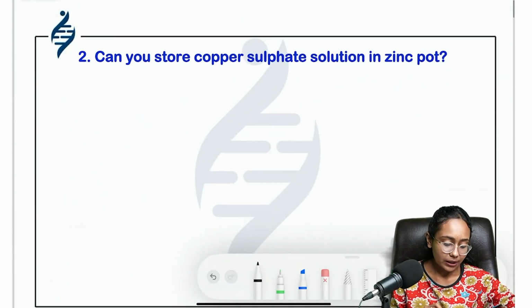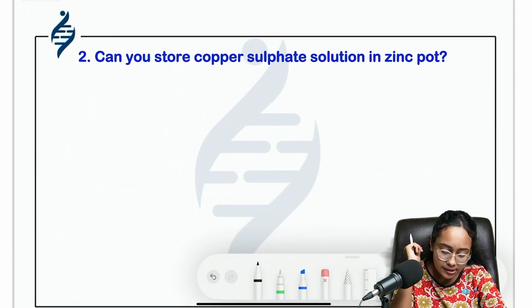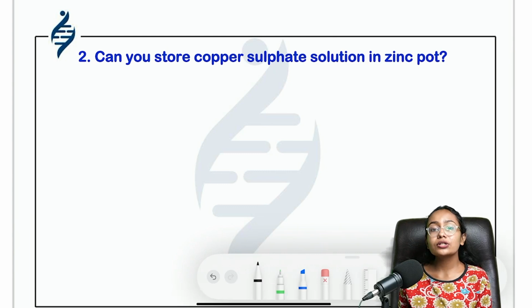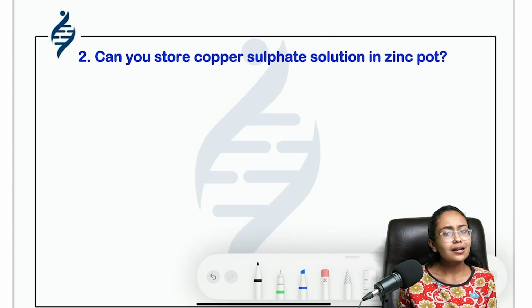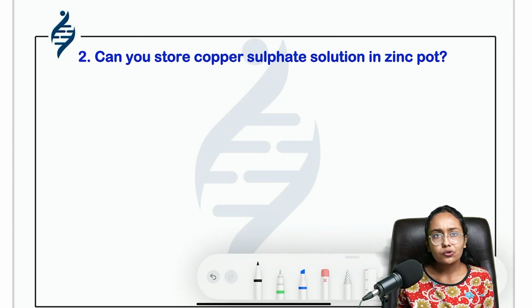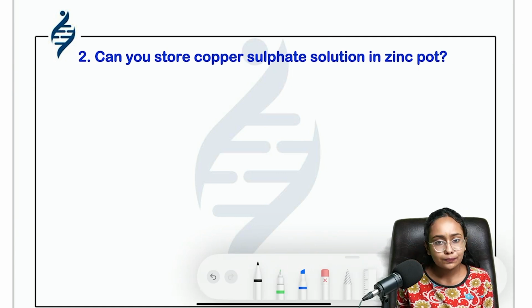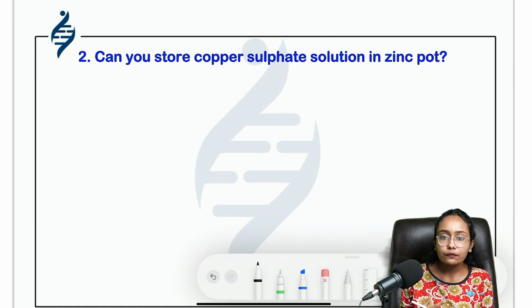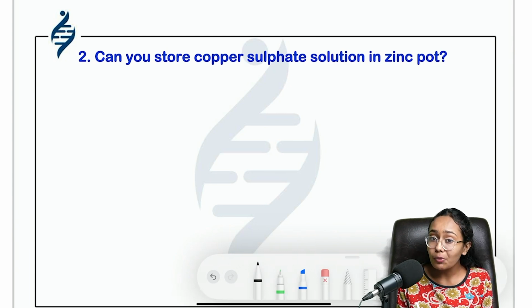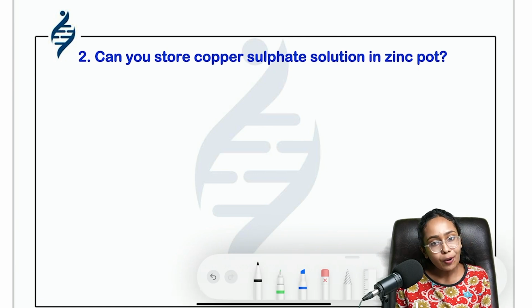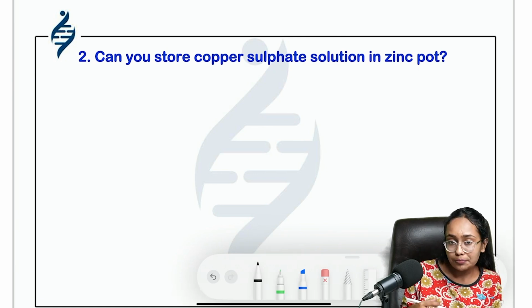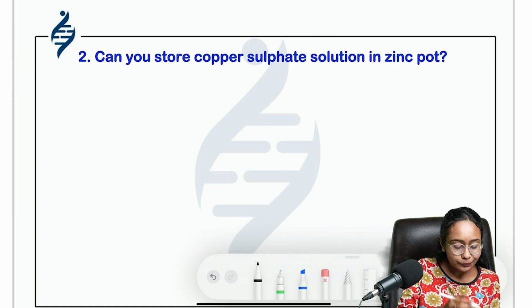Okay. Now, the second question is, can you store copper sulfate solution in a zinc pot? Is that possible? So check the reactivity, the electrochemical series. Which is more reactive, copper or zinc? When compared to copper, zinc is more reactive. So is it possible to store copper sulfate in a zinc pot? Let's see the reaction between copper and zinc.